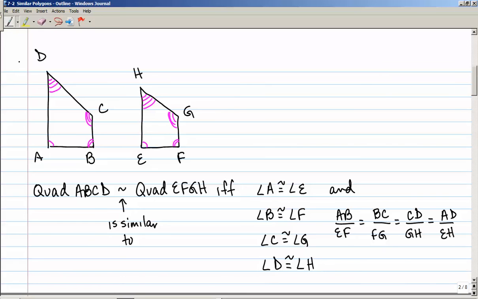There's no way to mark this on the diagram, so we just have to write a proportion here with the ratios. So AB over EF, whatever number that ends up being. They're not equal to each other because AB in this case is longer than EF. AB divided by EF is the same as BC divided by FG, which is the same as CD divided by GH, which is the same as AD divided by EH. So this is what we mean by proportional. Notice the angles are congruent and the sides are proportional. Corresponding sides are proportional.